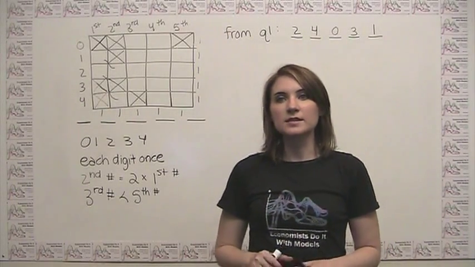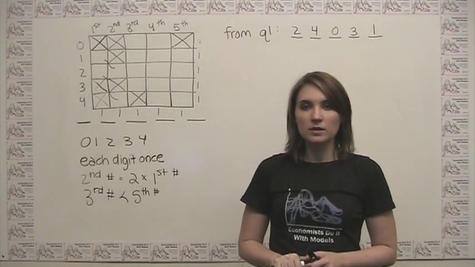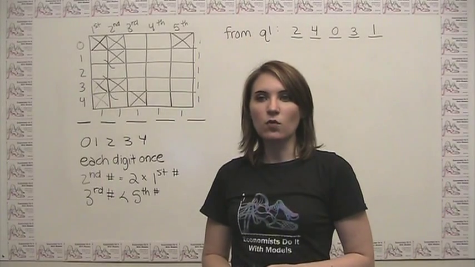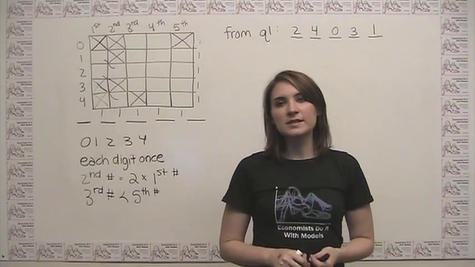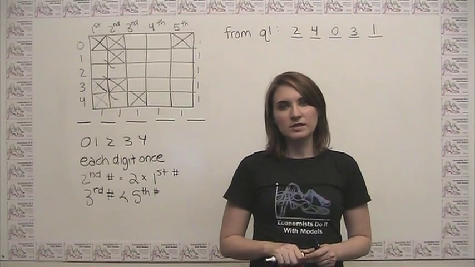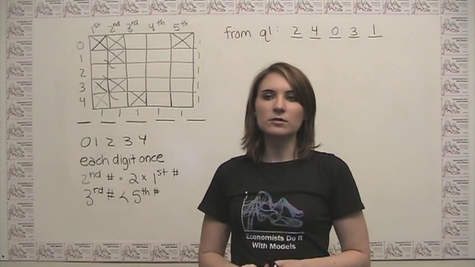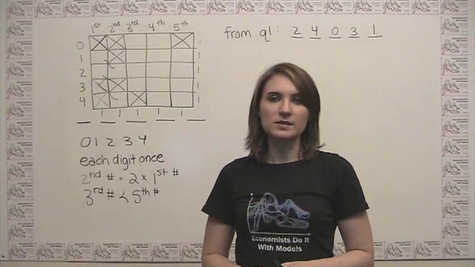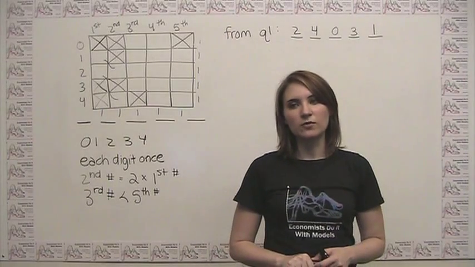Choice A reads, the digit 1 appears in some position before the digit 2. Choice B reads, the digit 1 appears in some position before the digit 3. Choice C reads, the digit 2 appears in some position before the digit 3. Choice D reads, the digit 3 appears in some position before the digit 0. And choice E reads, the digit 4 appears in some position before the digit 3.